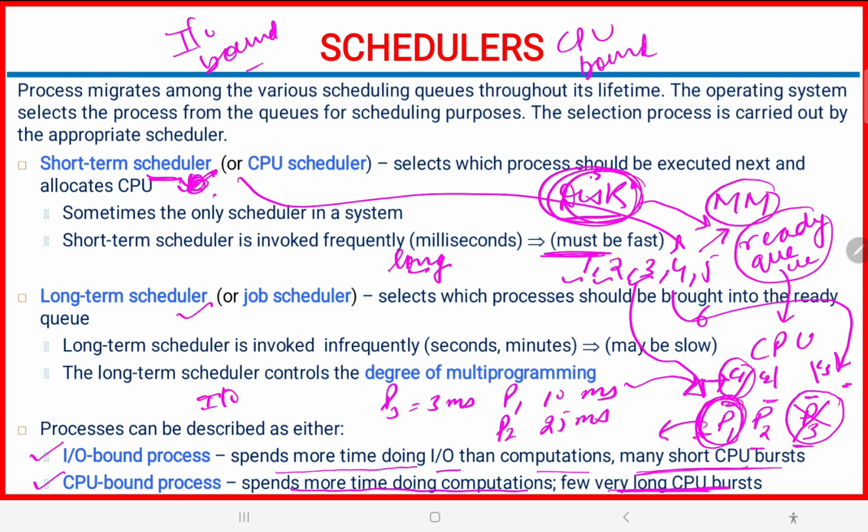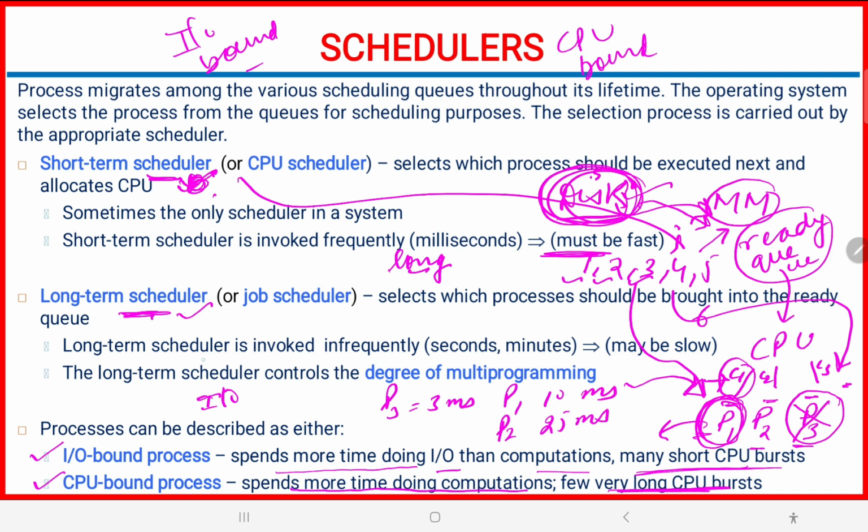Fine. And as I've told you, whenever a new process is created, the long-term scheduler allocates space for it in the disk. So it resides in the disk, and when it is observed that the memory is free, in that scenario new processes are shifted from the disk onto the memory or onto the ready queue. So who does this job? It is the long-term scheduler.